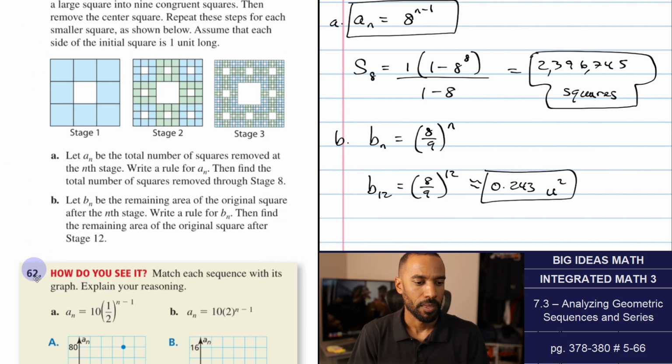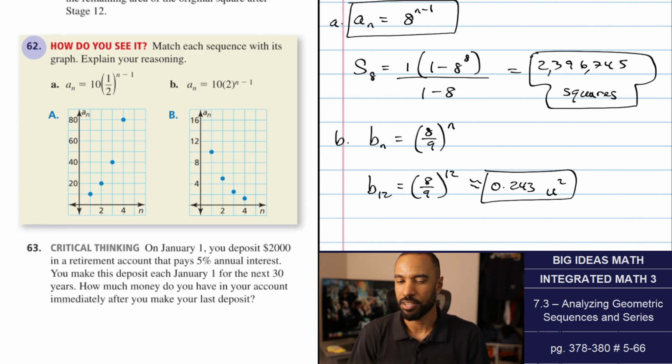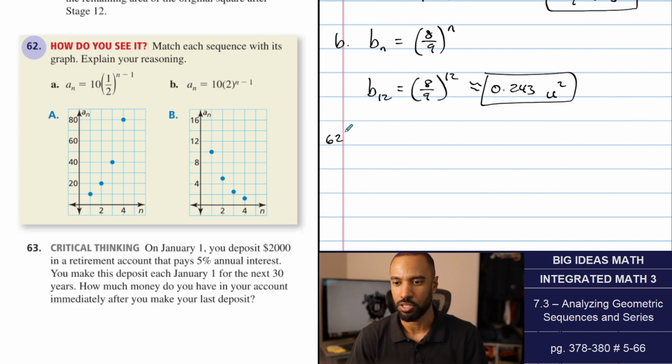My bad. Number 62, how do you see it? Match each sequence with its graph. Explain your reasoning. Straight up, it's all about common ratio. If a common ratio is more than 1, your numbers are going to increase, exponential growth. If it's less than 1, it's going to be decay. And that's what we're experiencing here.